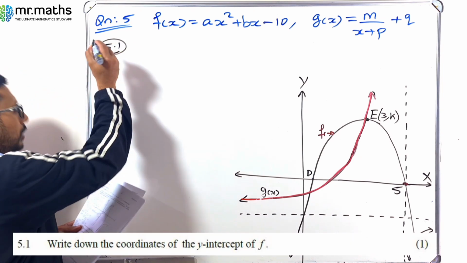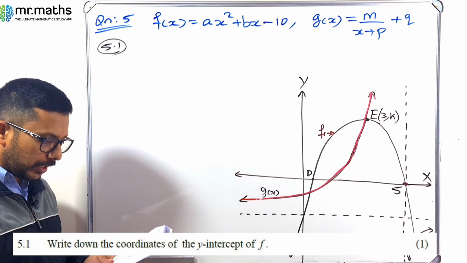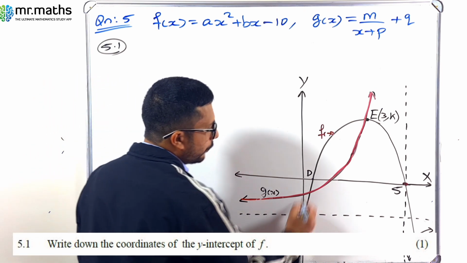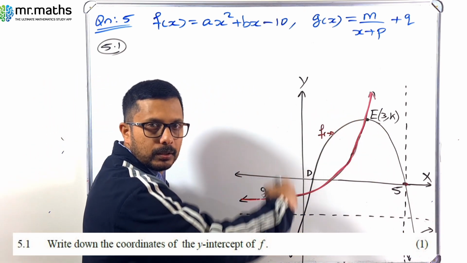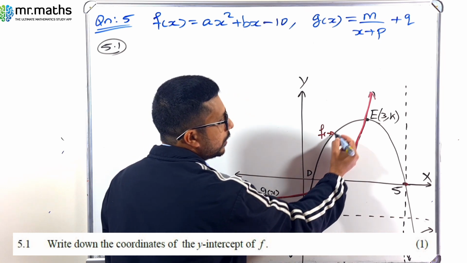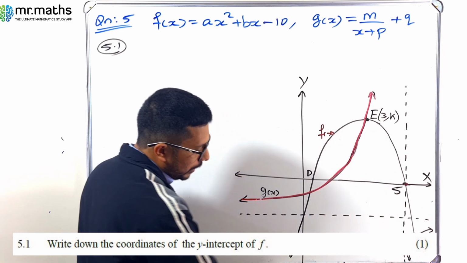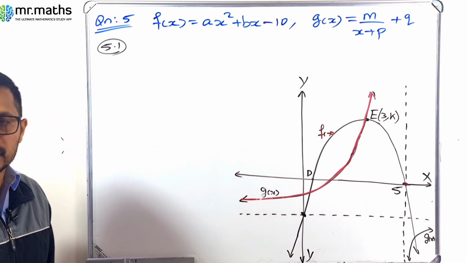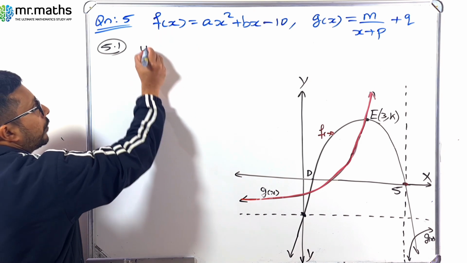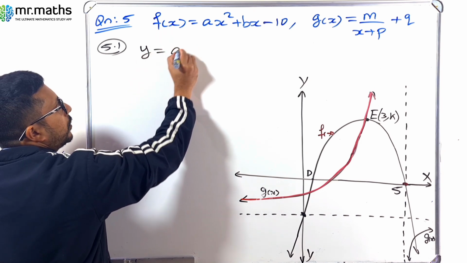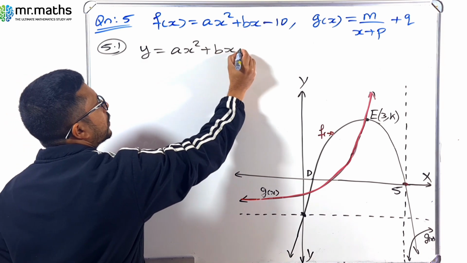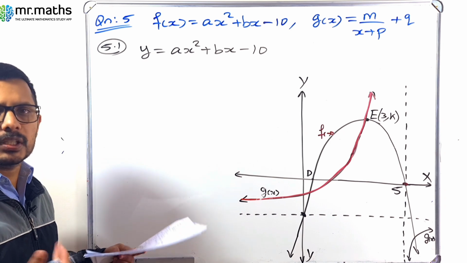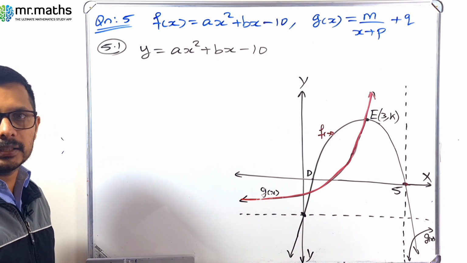5.1. What is that question? Write down the coordinates of the y-intercept of f. You have to find the y-intercept of f. This is the f graph. f is the parabola, the quadratic function. Which one is the y-intercept? This is the y-axis, so the y-intercept is this one. What is the coordinate of that y-intercept? f of x is the same as y, so it is ax square plus bx minus 10. Actually there is no need to write like this. How many marks? Only 1 mark. So just for you to understand, otherwise you can directly write the answer.